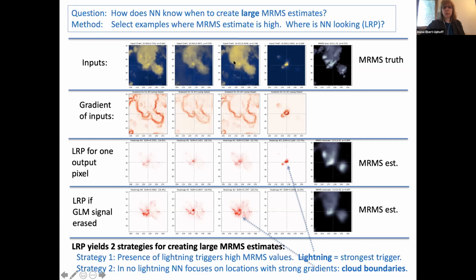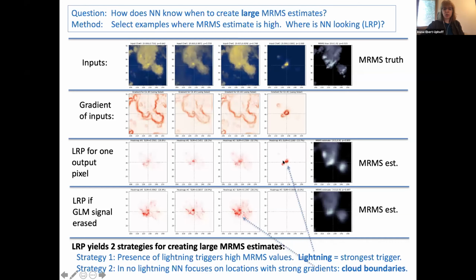So, 3 different regular channels and the lightning channel. And this is what the output should be. If we zoom in to a small area, just looking at 1 pixel over here, we ask: where was the neural network looking when it generated this high value? For this example, we find it was mainly looking at lightning. So it didn't care that much about those values.